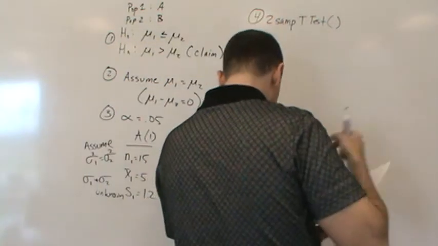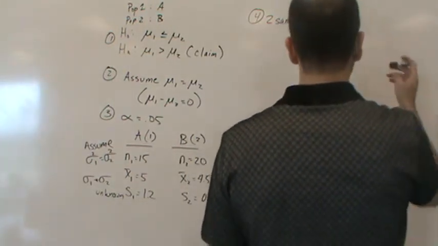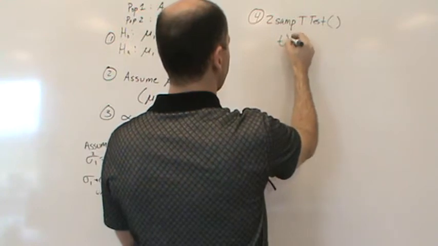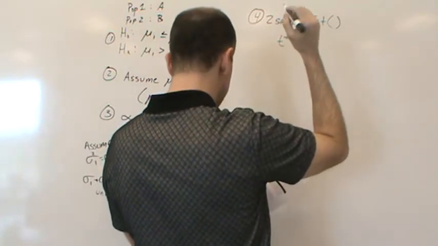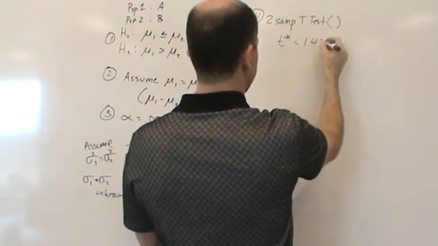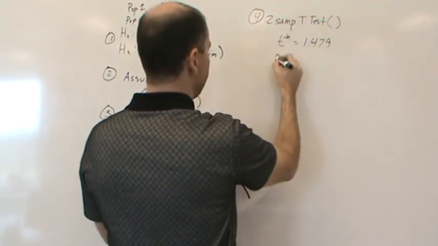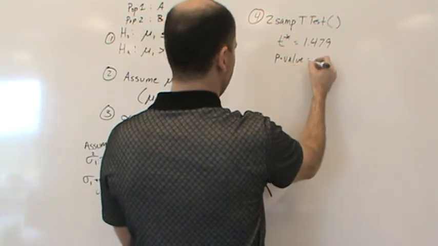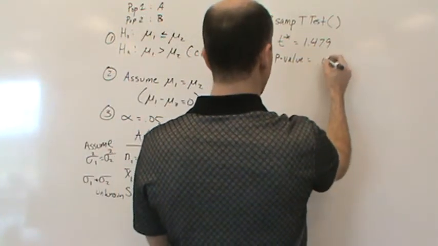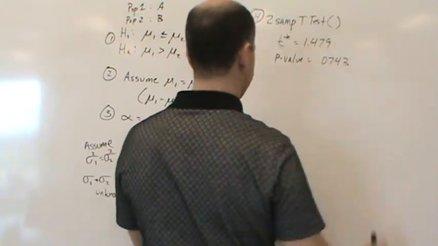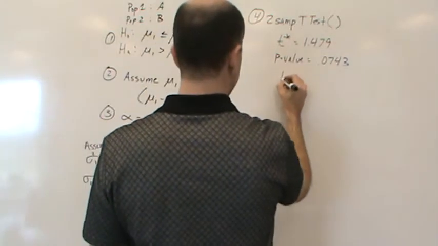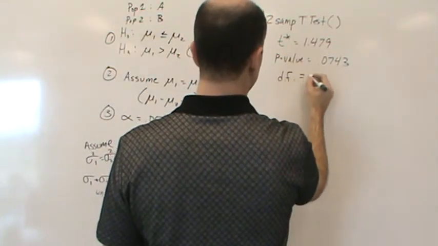So now, the t statistic, our test statistic is 1.479. Our p-value equals 0.0743. Okay, now guess what the degrees of freedom are? The calculator tells us the degrees of freedom are 33.